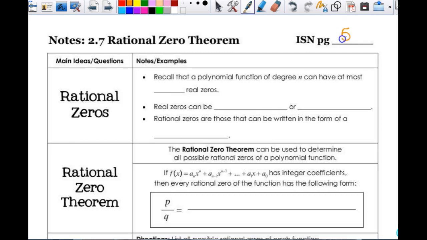Alrighty, this is going to page 55 and we're done. It's the rational zero theorem, which can also be called the rational root theorem. Same thing either way because zeros and roots are the same thing. Let's talk about what rational zeros are first.